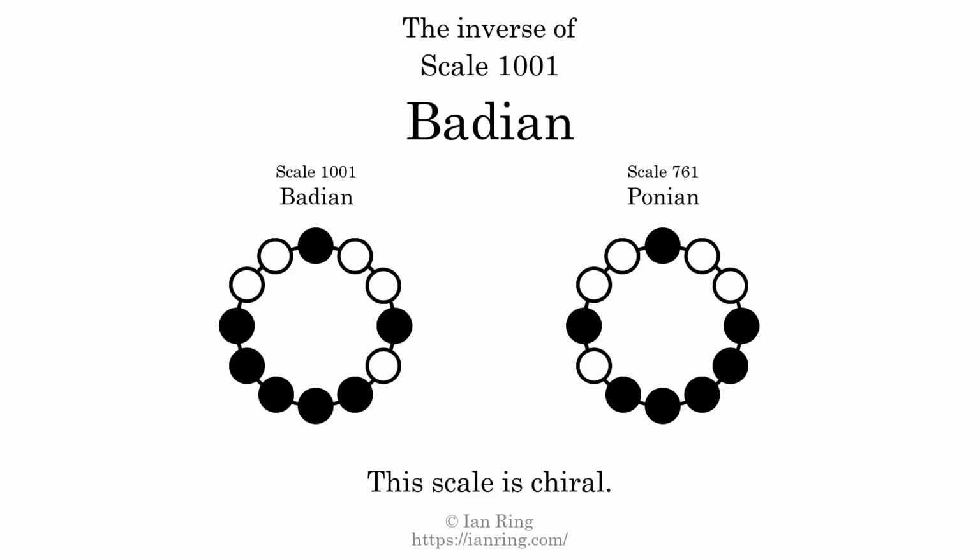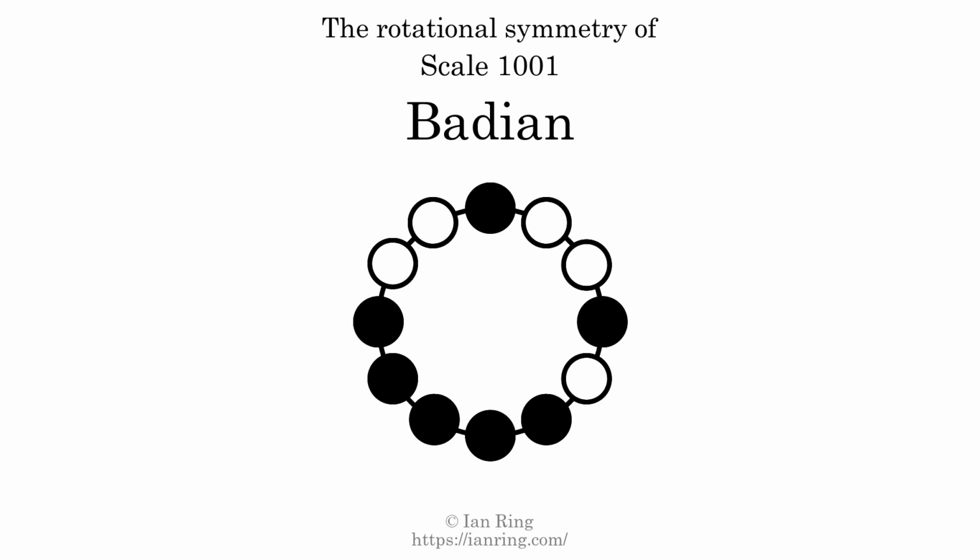The inverse of a scale is a mirror image. It is what you get when the sequence of intervals is reversed. The inverse of this scale is scale 761, also known as Badian. This scale is chiral. It cannot transform into its inverse by rotational transformation. This scale has no rotational symmetry.